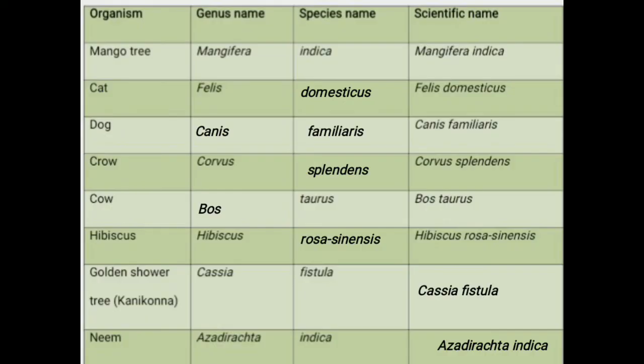And we have discussed the scientific names of different organisms. We have seen that mango tree, the scientific name is Mangifera indica, and cat is Felis domesticus, dog is Canis familiaris, crow is Corvus splendens, cow is Bos taurus, hibiscus is Hibiscus rosa sinensis, and then golden shower tree or Kanikonna is Cassia fistula, and for neem, that is Azadirachta indica. So I think now binomial nomenclature is very much clear for you.